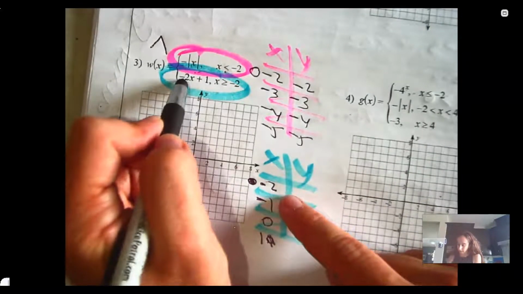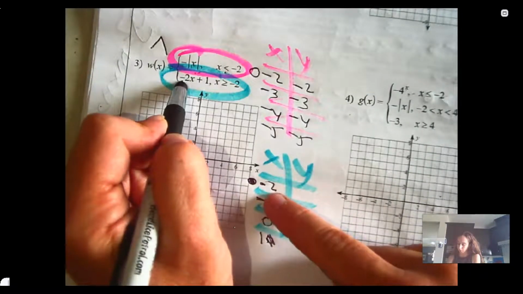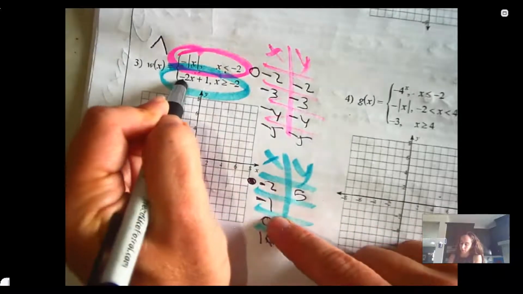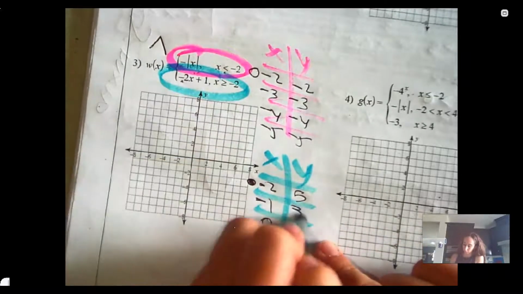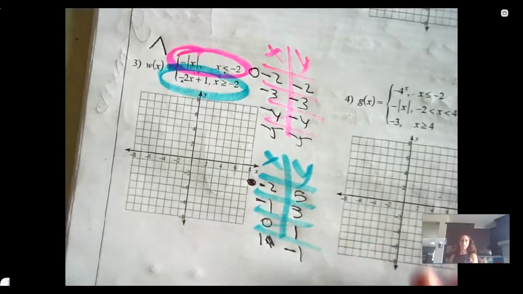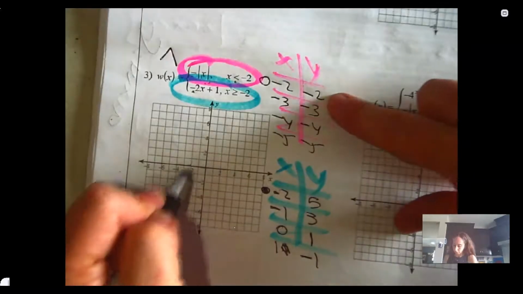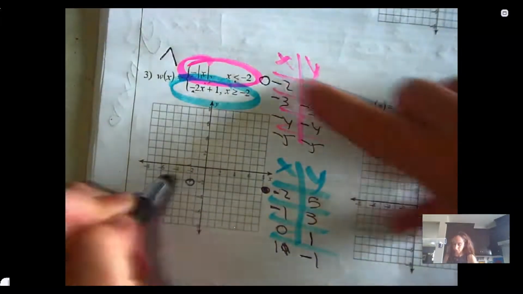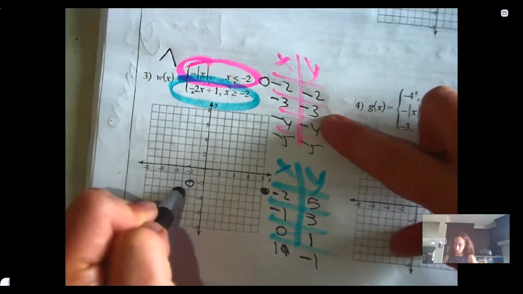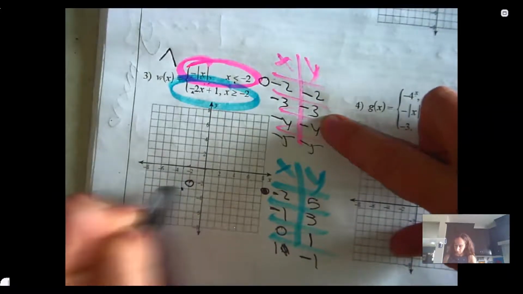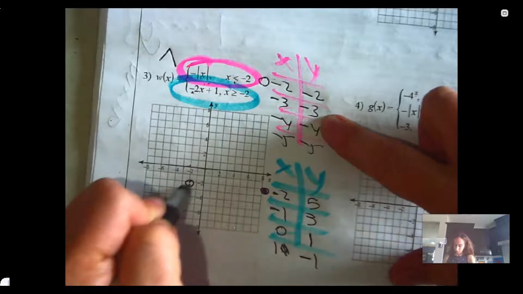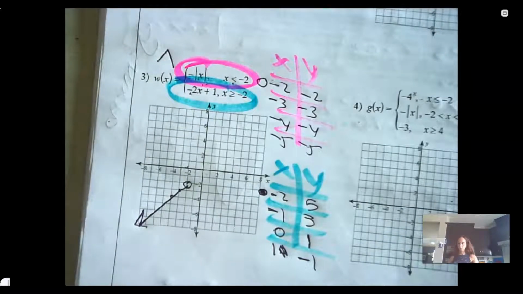It looks like it's a line. Negative 2 times negative 2 is 4, plus 1 is 5. Negative 2 times negative 1 is 2, plus 1 is 3. Then 1, negative 1. Now I graph it. Negative 2, open circle. Negative 3, negative 3. Negative 4, negative 4. So now I know it goes like this forever.